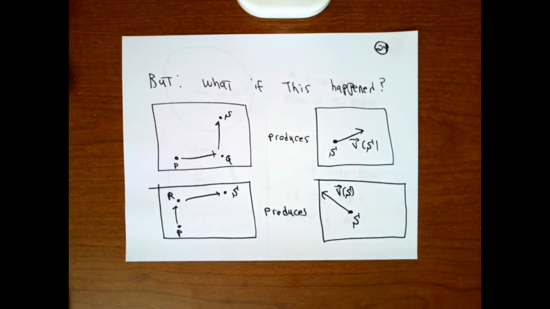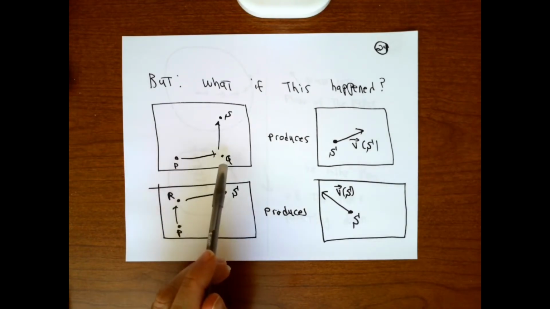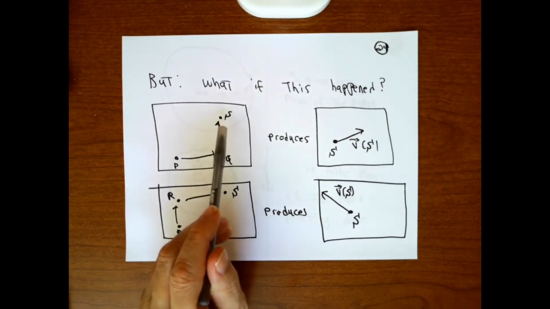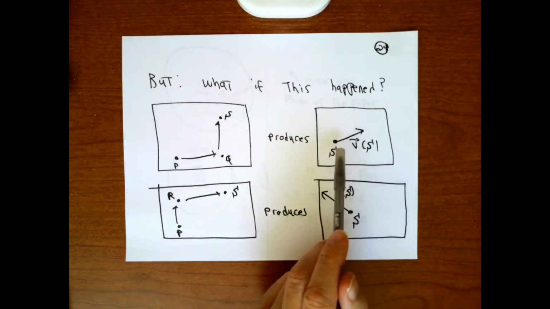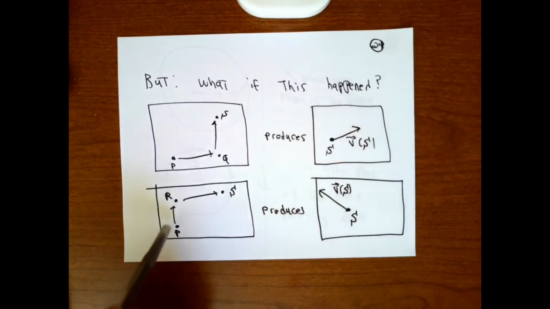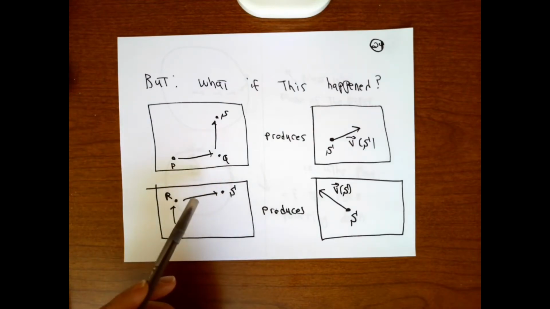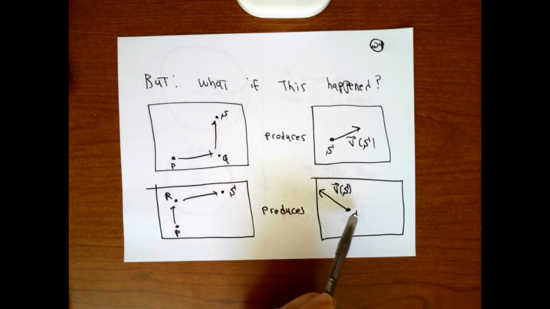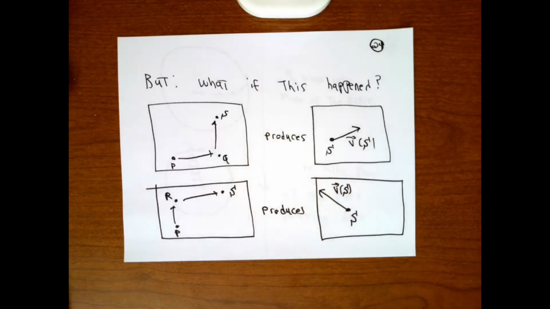But what if this happened? You started at point P, you went to point Q, you ended up at point S, and having landed at S, V evaluated at S looks like this. You start at point P, you go to point R, and then to S. Having arrived at S, you calculate V of S, and it looks like that. If we are in the situation that we said we were in, that is impossible. That can't happen. What was that situation?